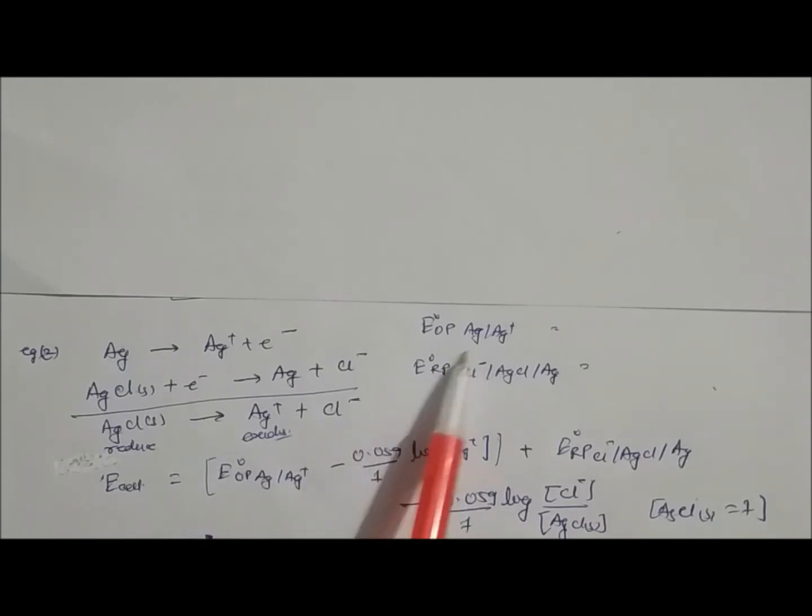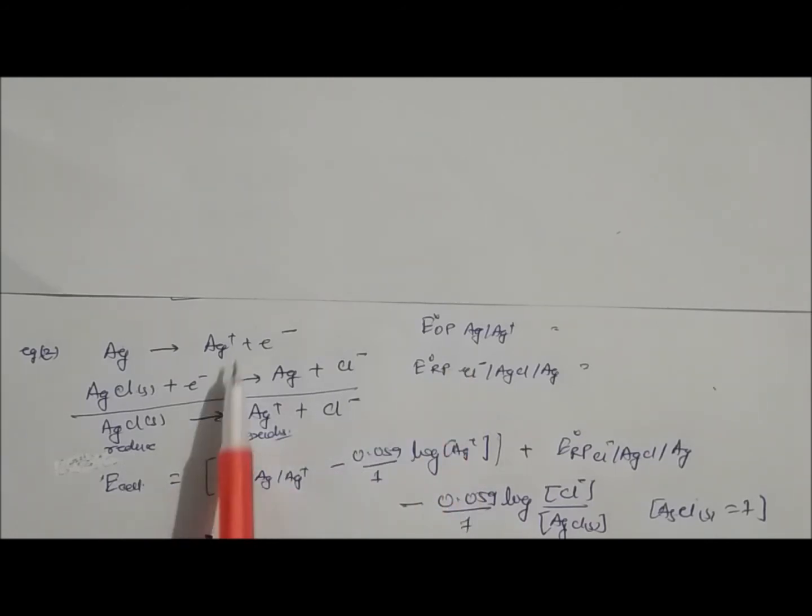So E naught of OP Ag by Ag plus minus, for this one, 0.059 by 1 log of Ag plus, and for this, E naught of RP Cl minus, AgCl by Ag minus 0.059 by 1 log of Cl minus by AgCl solid. So this is the whole expression for the cathodic reaction.